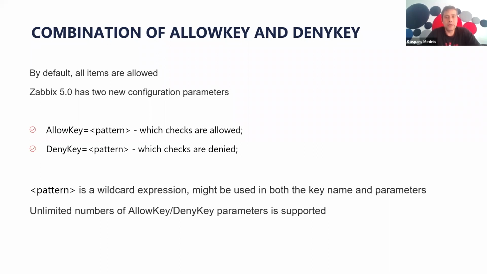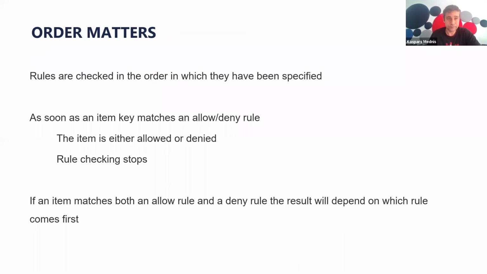What is a pattern? A pattern is a wildcard expression which may be used in both the key name and parameters. And those parameters are a little bit different from other Zabbix configuration options, because an unlimited number of allow key and deny key parameters are supported. So you are specifying them more than once. And because you are specifying them more than once, it is the order which actually matters. So rules are checked in the order in which they have been specified.